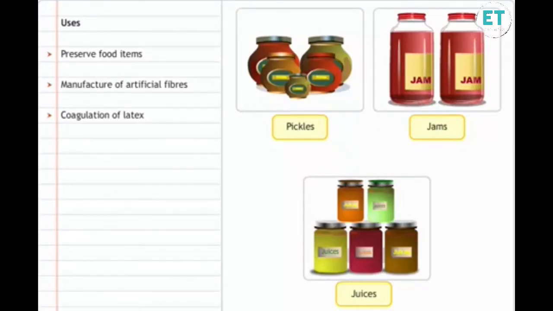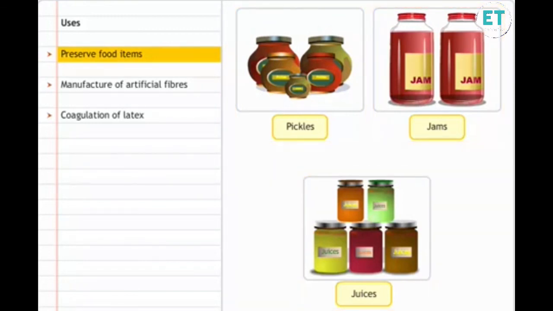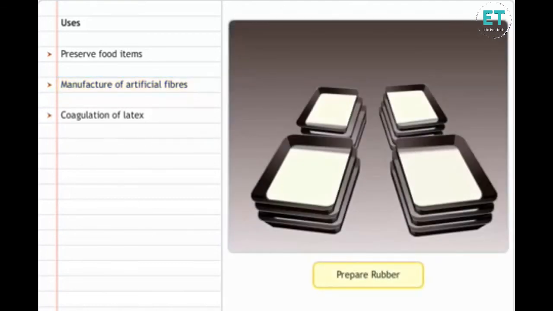As mentioned earlier, a 5 to 8% solution of acetic acid in water called vinegar is widely used to preserve food items like pickles, jams and juices. Ethanoic acid is used for making cellulose acetate, an important ingredient in the process of making artificial fibers. Artificial fibers are used in the textile industry. Further, ethanoic acid is used for coagulating latex to prepare rubber from it.